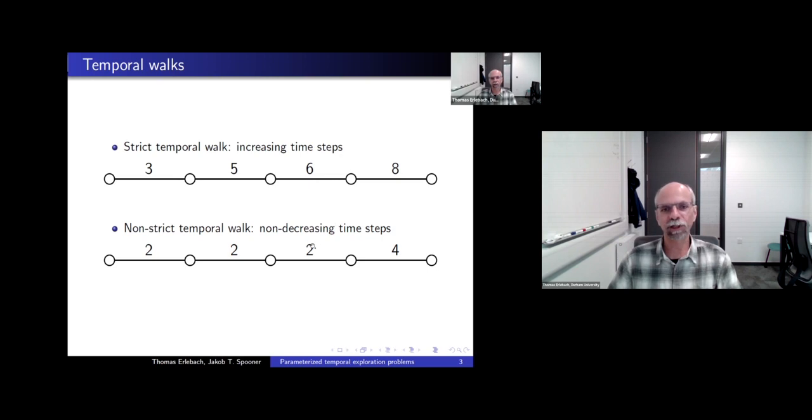And the second model, which actually I will mainly talk about in this talk, is the non-strict model, where you can use as many edges as you like in each time step. So the sequence of time steps of the edges of your walk needs to be non-decreasing, but it does not have to be strictly increasing. So this walk here has used three edges at time 2, and then another edge at time 4.